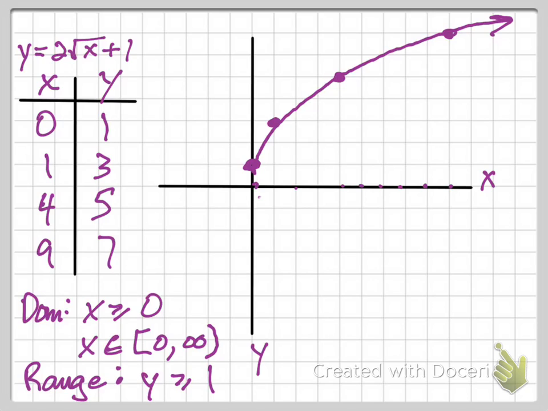Not just the odd numbers, because it takes on all these values in between these odd numbers too. There's an infinite number of y values between this point and that point. So you can't just take the integral values. We want all the values. All right, so good. Well done.